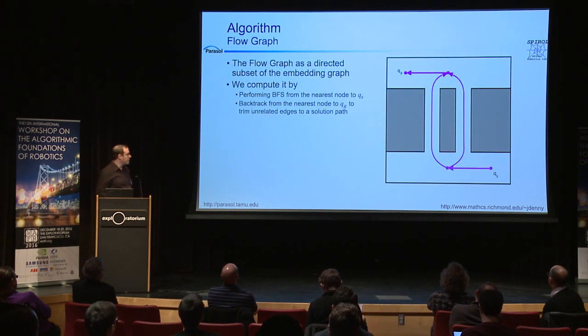For the flow graph, essentially what we do is we just perform a breadth-first search from the start to the goal. That way we can find a directed version of the graph, and then we backtrack along the directed edges to figure out which edges we can prune.